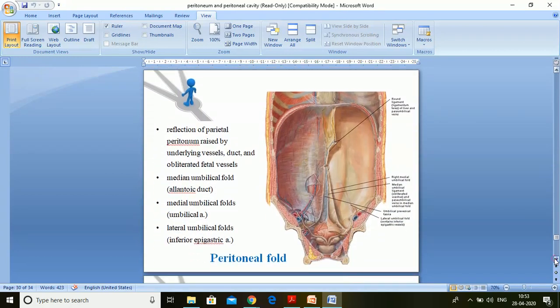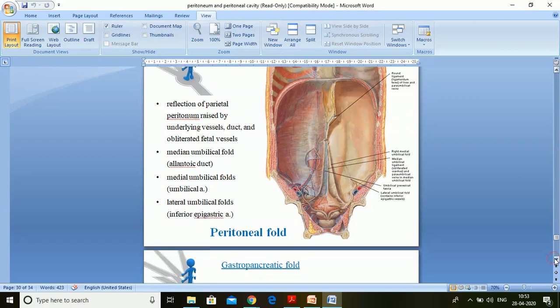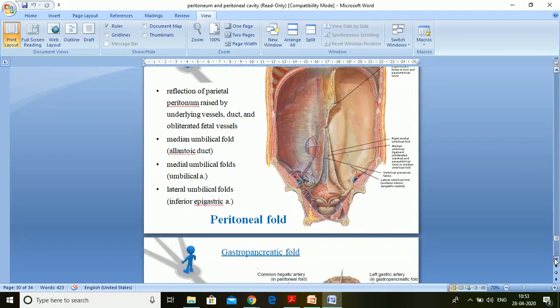So the reflection of the parietal peritoneum is raised by the underlying vessels and ducts, the obliterated fetal blood vessels. In the fetus, we also get the median umbilical fold, which is the remnant of the allantoic duct. Another structure is a remnant of the umbilical vein. The lateral umbilical folds contain the inferior epigastric artery. So these are the remnants from which they form.